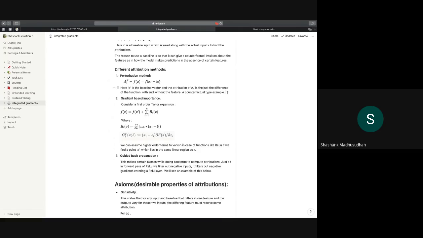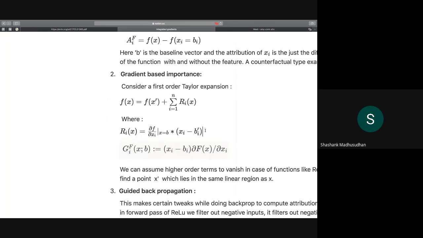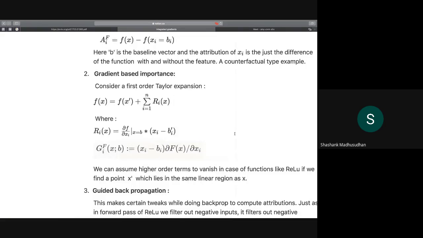Then you could also try gradient methods. Here you can expand f of x in terms of a Taylor series. Here I've done only first order, because generally what happens in neural networks is you have all these ReLU activations and the higher order terms get canceled out. So the first order expansion is like so, and these are the first order terms. What you do is compute the gradient with respect to the input and multiply it with the difference between that input and the baseline. That gives you the attribution.